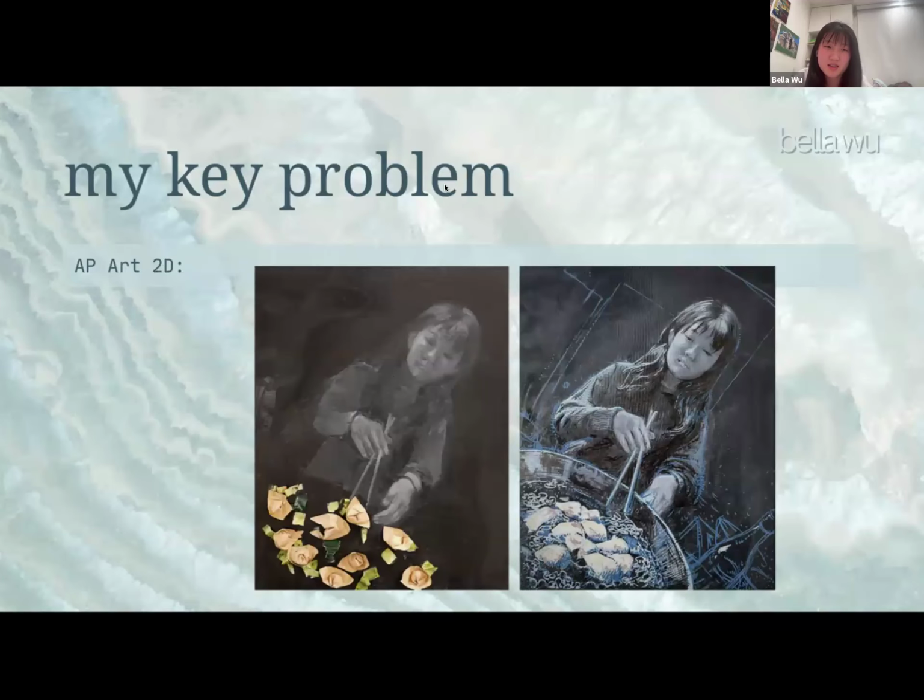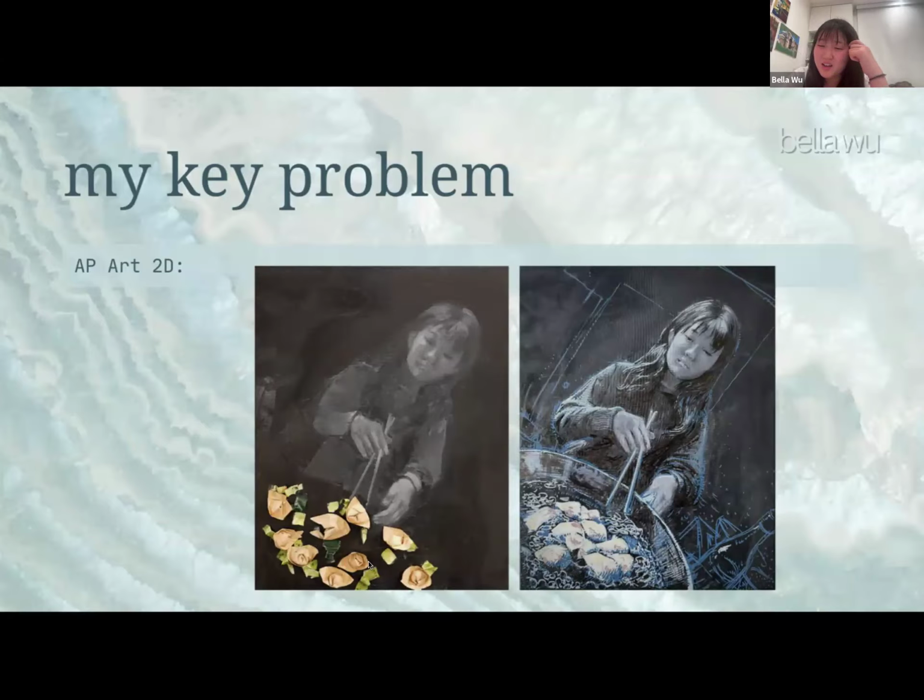And then this is a work I worked on recently for my AP Art 2D portfolio. My topic was isolation from family in China. The left one is the original again, and the idea I had was me reheating dumplings that my grandma made from when she was living in America. The wontons are made out of Post-it notes.